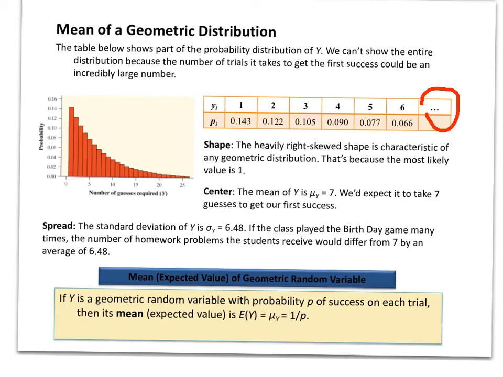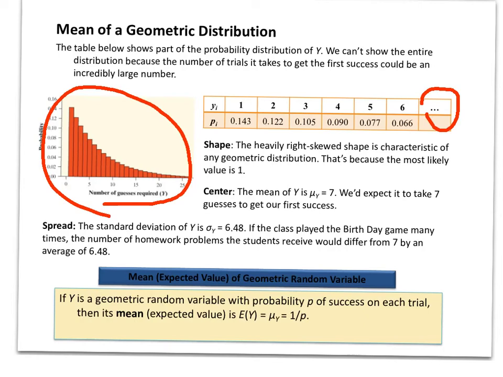But if you notice, this graph here is very, very skewed right, and that's because the most likely outcome is you're going to get it on the first or second or third guesses, and you're going to have times when it will take them 14 or 15 guesses, but they're not going to occur as often. So it's very sharply skewed to the right.